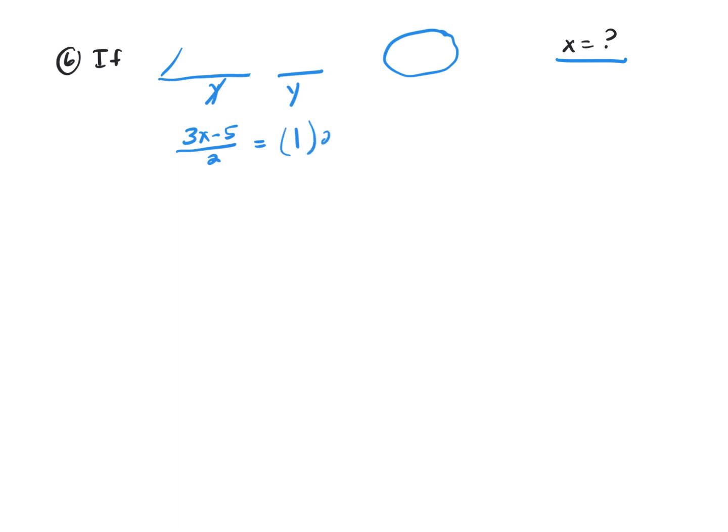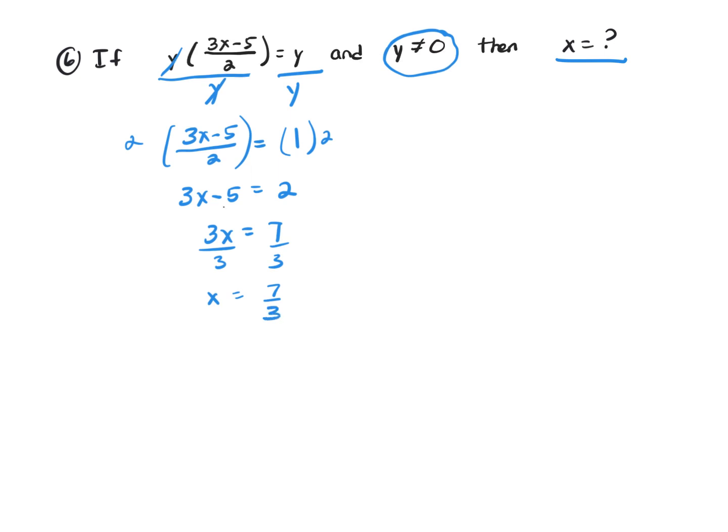So let's clear our fractions by multiplying both sides by 2, and that gives me 3x minus 5 equals 2. Add 5 to both sides, it gives me 7. Divide both sides by 3, and that gives me x equals 7/3. This was an actual GMAT EA problem.